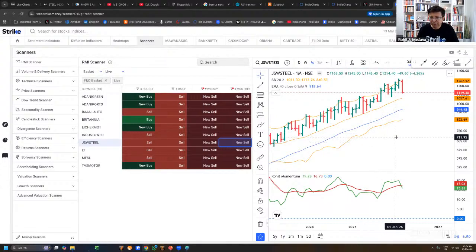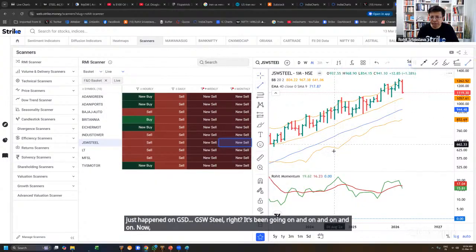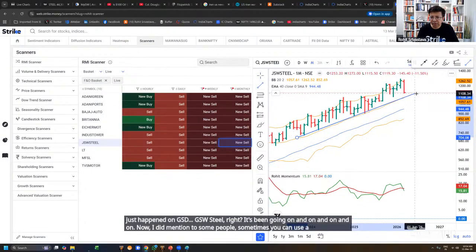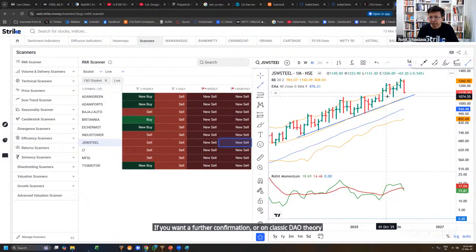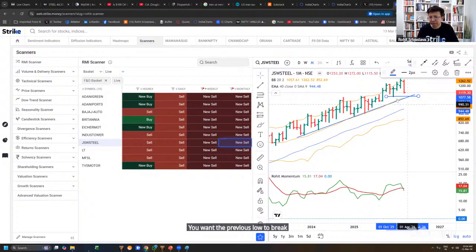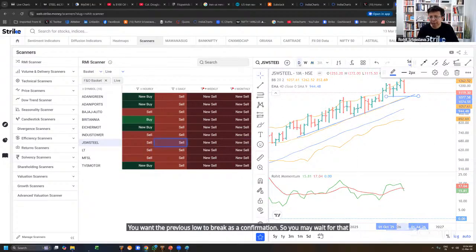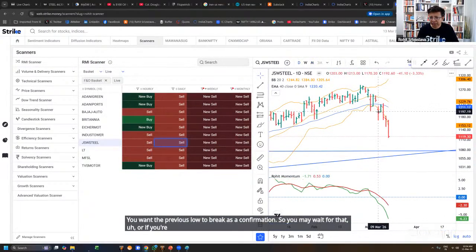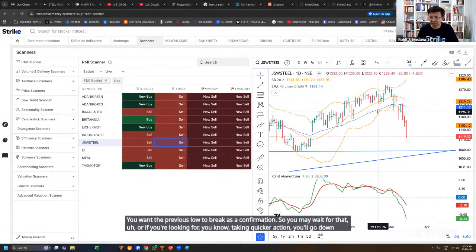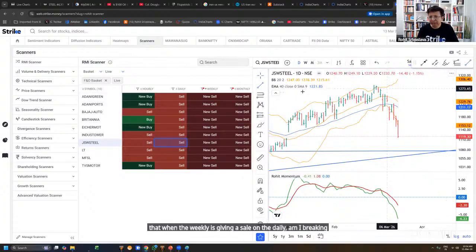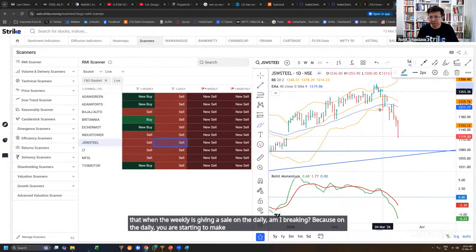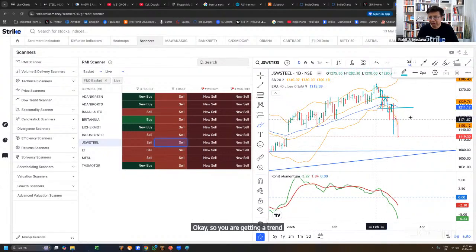This just happened on JSW Steel, right? It's been going on and on and on. Now, I did mention to some people, sometimes you can use a trend line on an average if you want a further confirmation, or on classic Dow theory, you want the previous low to break as a confirmation. So you may wait for that. Or if you're looking for taking quicker action, you will go down to a daily chart, that when the weekly is giving a sell, on the daily, am I breaking? Because on the daily, you are starting to make a series of lower highs and lower lows. So you are getting a trend reversal over here.